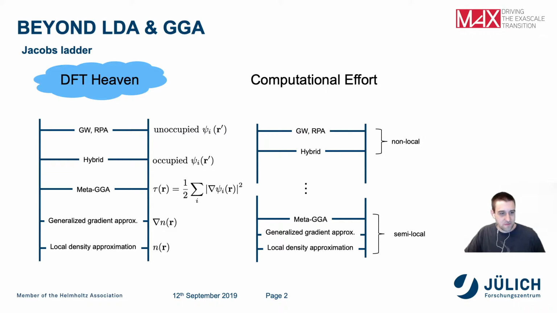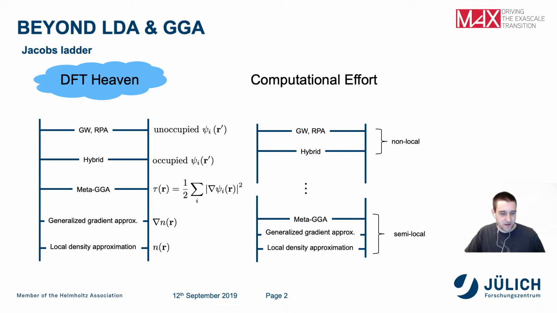And at the very bottom, you have the very simple approximations like the LDA. And then if you go higher, you increase the accuracy of your calculation until you're at the very top, until you're in DFT heaven, where you have an exact experimental agreement. But as you go higher and higher, the computational demand also increases. And on the right, you can see that I've grouped the exchange correlation functionals into two groups. There's the semi-local exchange correlation functionals, and there's the non-local exchange correlation functionals.